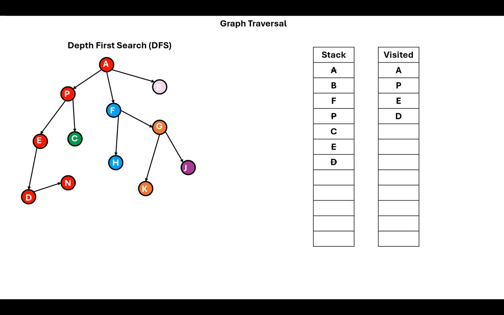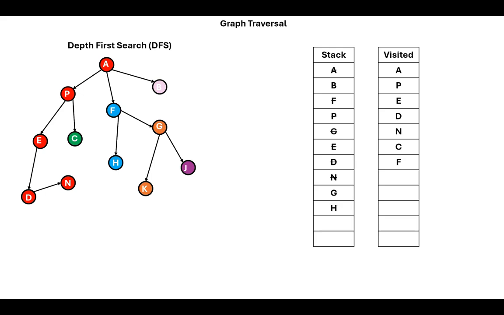We pop D's neighbor, which is N. We pop N, which has no neighbors. I think I said that wrong earlier. Never mind. The next one we're going to pop is C. C has no neighbors, so the next one we're going to pop is F.